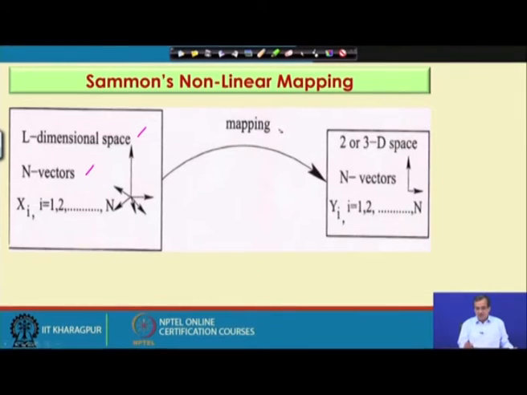Now, these data points are to be mapped to either 2D plane or 3D space. For simplicity, let me consider that I am going to do the mapping onto a 2D plane. It has only 2 dimensions, x and y, and once again I will have to get N data points here, and each data point should have only 2 dimensions. Here N data points are represented by capital Y_i, where i varies from 1 up to N. Now, let us see how to do this mapping.